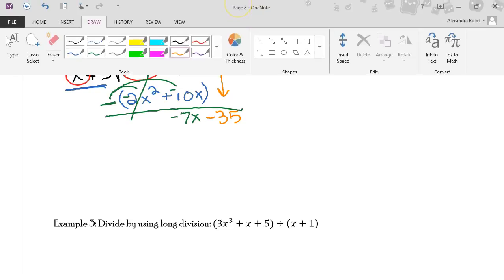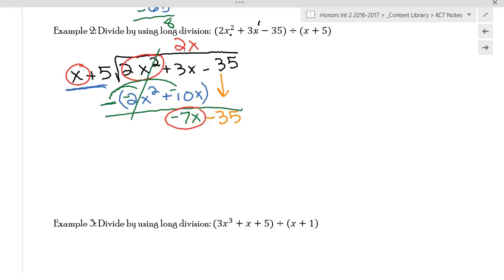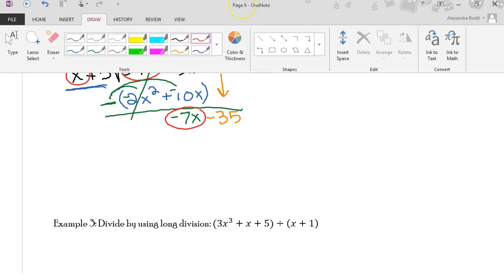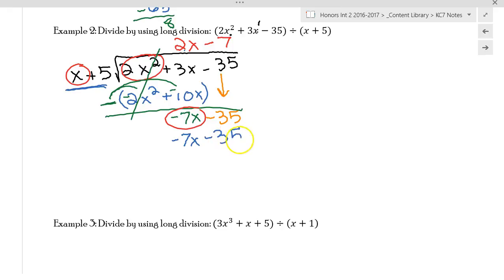Okay, now going back to the same thing. I only look at my first term, so x and negative 7x. So negative 7x divided by x. My x's cancel out. I'm left with negative 7. Now I have to do my multiplication step. Negative 7 times x is negative 7x. Negative 7 times 5 is negative 35.